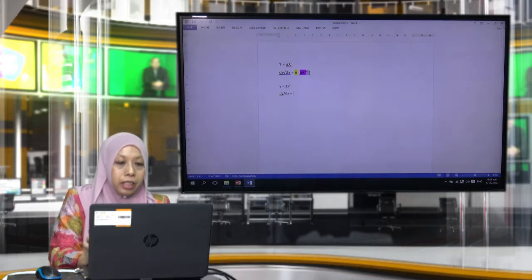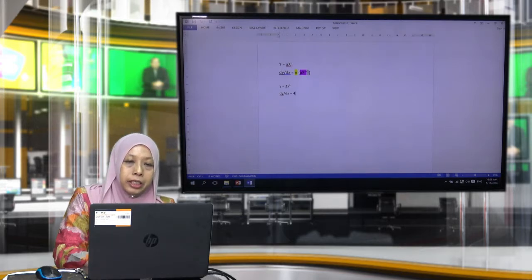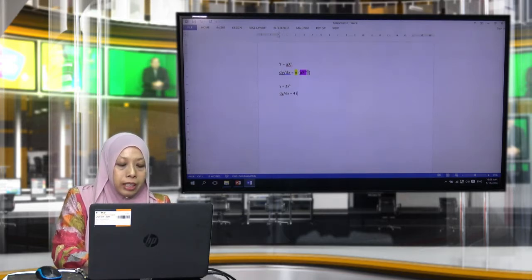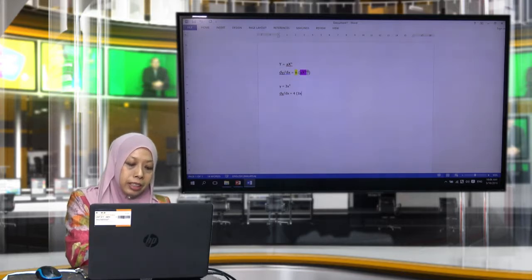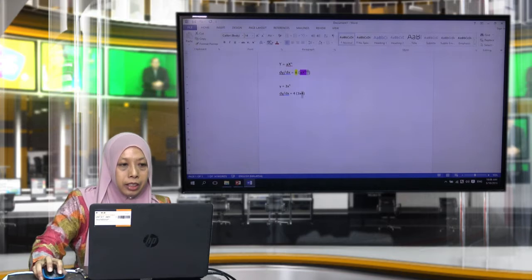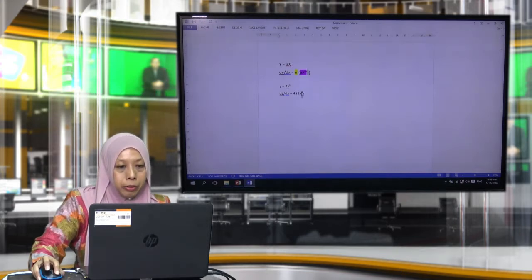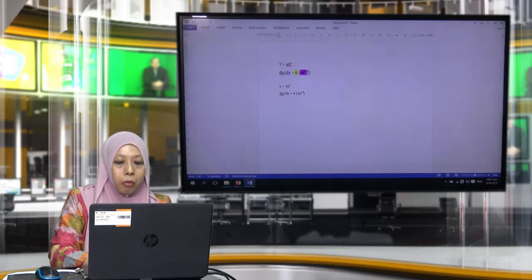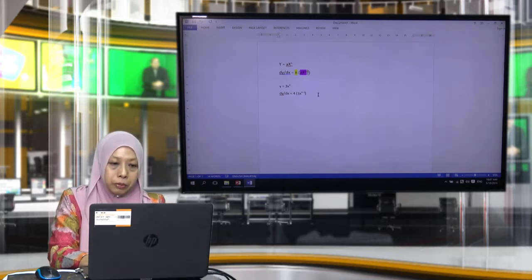Remember the 3 steps. First of all, you need to bring down the exponent, and in this case, your exponent is 4. Second step, you need to write down your original function, which is 3x to the power of 4. And the last step is to reduce the exponent by 1 unit, so simply minus 1 for your exponent.